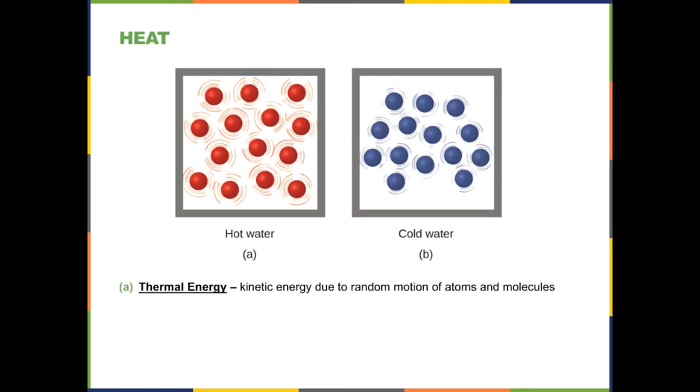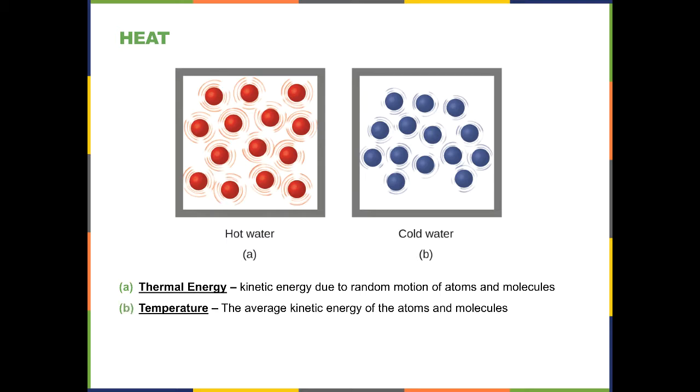Now, thermal energy, which is another form of energy, is the kinetic energy that is due to the random motion of molecules and or atoms within a substance. So if on the right you have cold water, molecules are moving more slowly, and so they have less thermal energy than the hot water on the left.